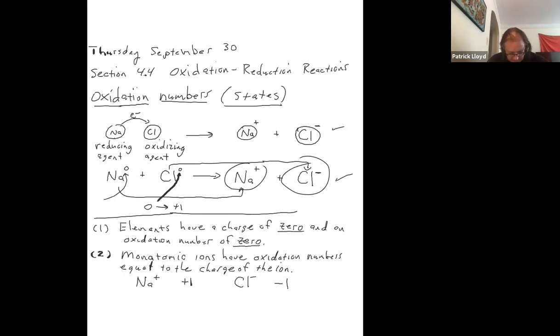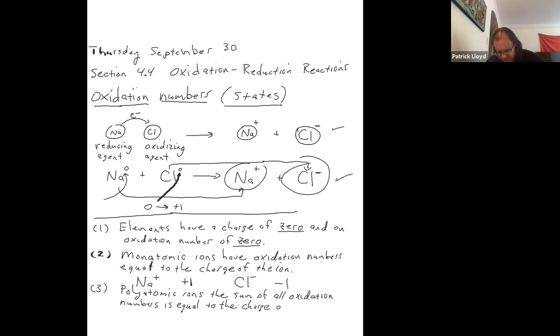Now, what we're going to say is that for polyatomic ions, the sum of all oxidation numbers is equal to the charge of the ion. So this is a different situation here. Now we're talking about polyatomic ions. So that's an ion that has more than one atom.